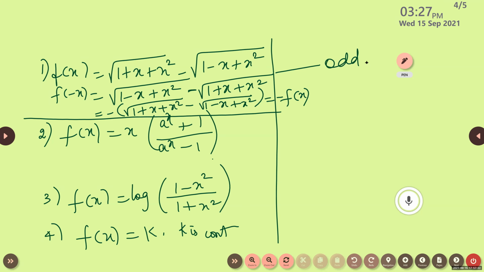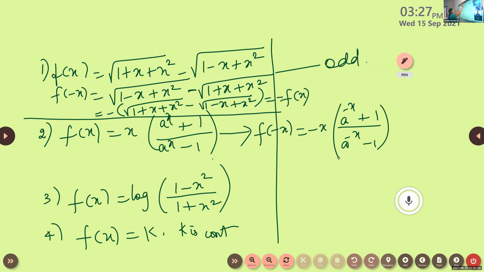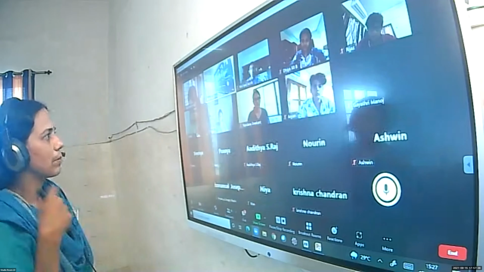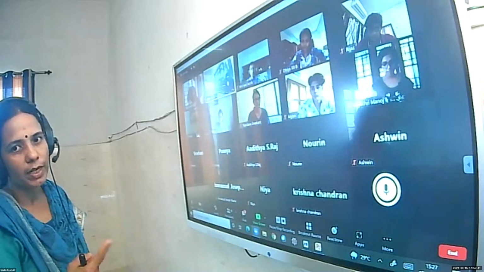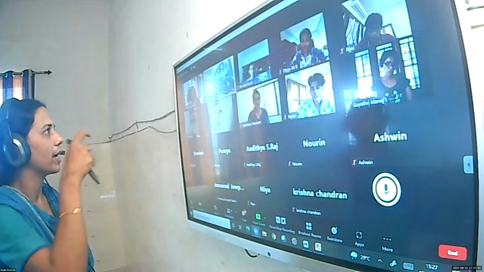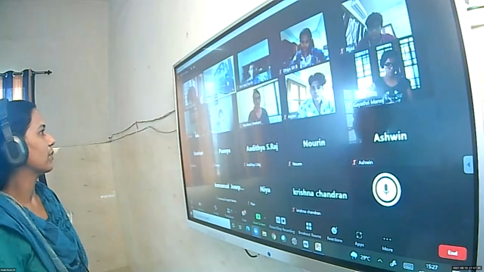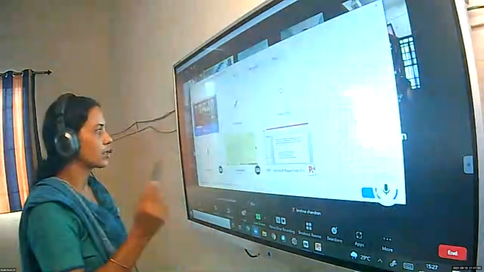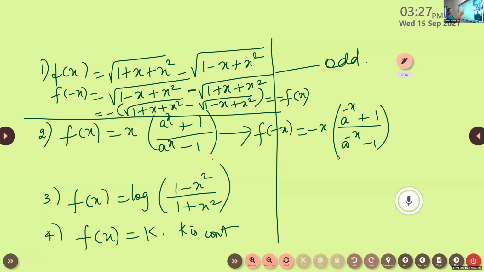Is it okay? Now look at the next one. If you put minus x, what is f of minus x? We will get minus x into a raised to minus x plus 1 by a raised to minus x minus 1. See, for the exam, once you get the answer, you can leave it. But I am explaining these questions because when you get some functions, you have to understand how we are deciding whether it is an odd function or an even function. That is why I explain all the points. For the exam, it's not like that. Once you get the answer, you leave it and do the next one. Now look at here.